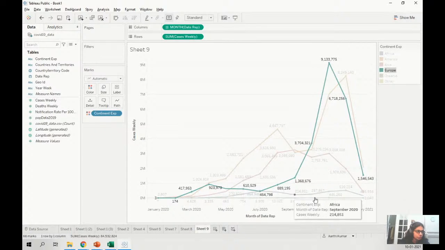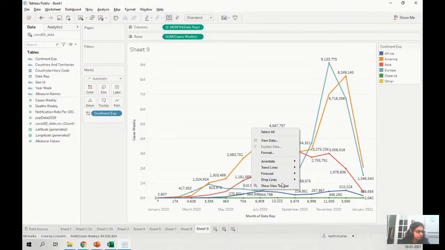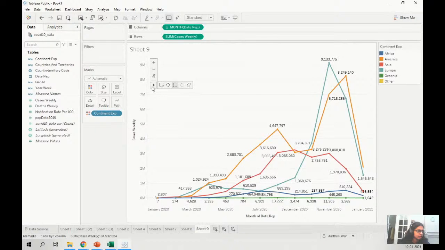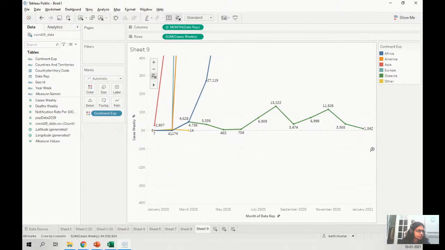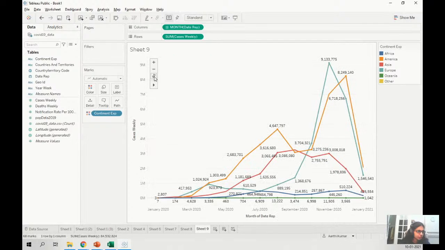So in case you want to look at Oceania, then you can do show view toolbar, and then what I'm going to do is I'm going to zoom in. So the mild increase in Oceania can also be seen. Now you don't see other countries, but you look at Oceania over here, and the peak for Oceania also was in August and November, right? So this you can do, and then when you click back on this, you can see the whole chart again.